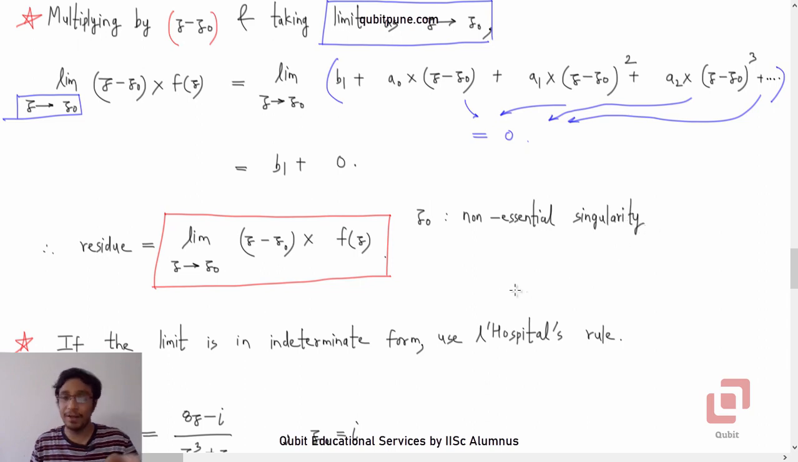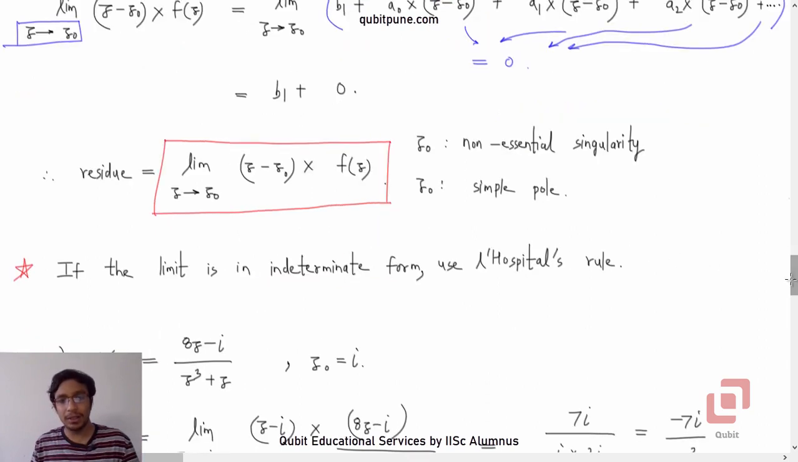Or a pole of finite order, and more importantly here it is a simple pole. Then this is the formula. Now sometimes we get an indeterminate form, let's say 0 by 0, and there we can use L'Hospital's rule. We differentiate the numerator and the denominator separately, find the limit, and thereby obtain the residue. Let us solve two examples.